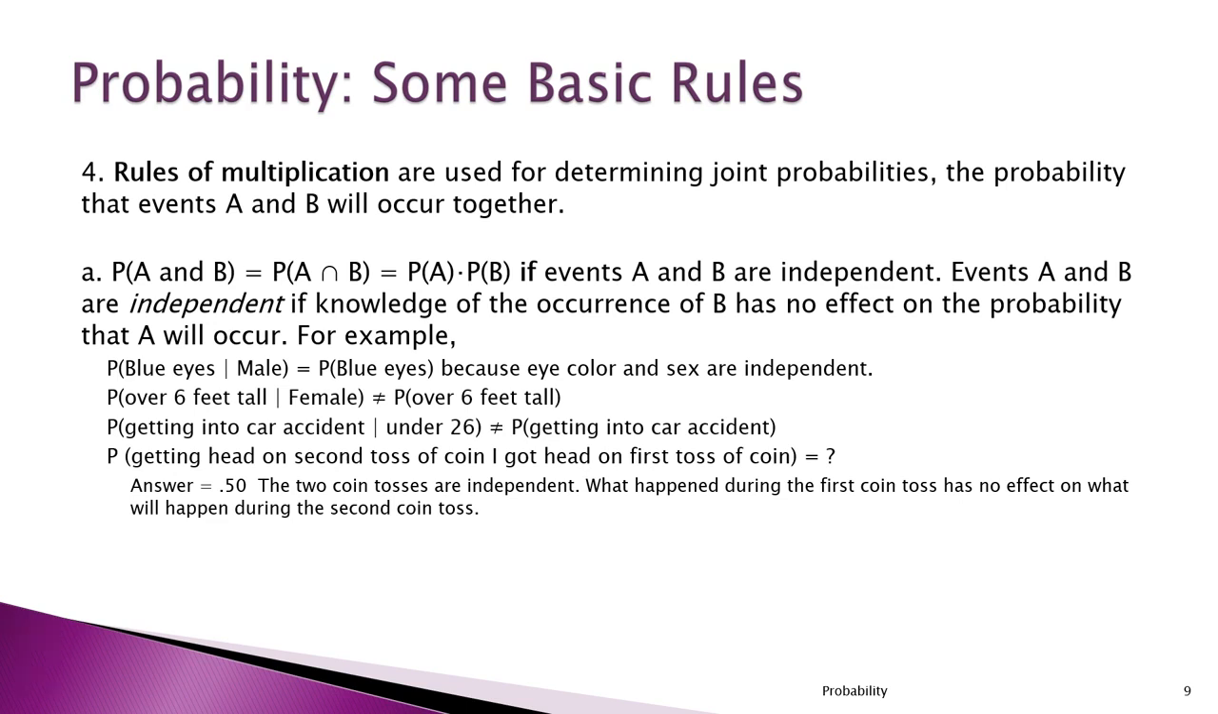Here are some examples to help you understand what independence is. Suppose I take a student at random from our college population, and I tell you that student is male. What's the probability that that student has blue eyes? Well, that ought to be just the same as the probability that a student has blue eyes without knowing whether the student is male or female, because there is independence. There's no relationship between sex and eye color.